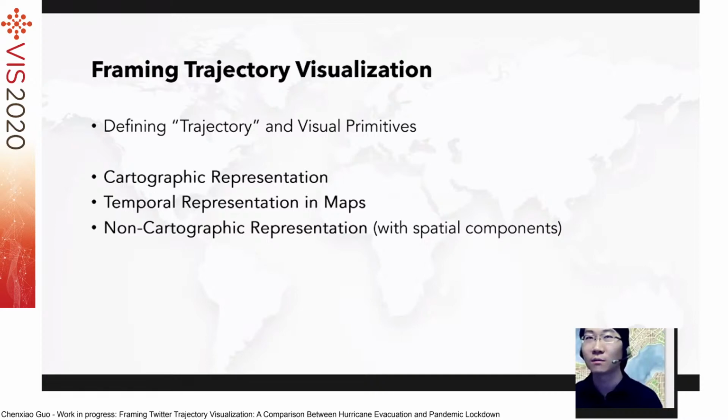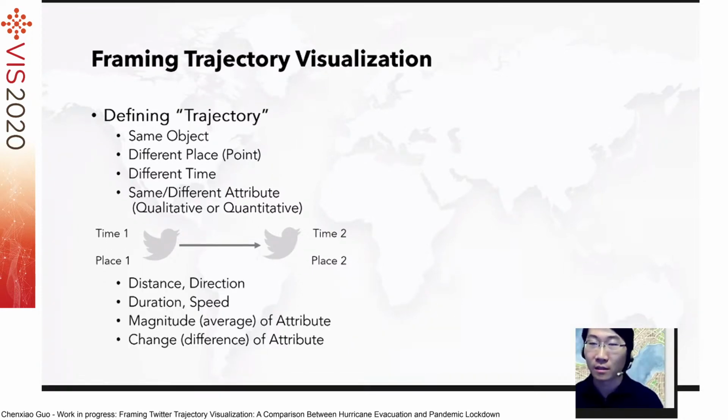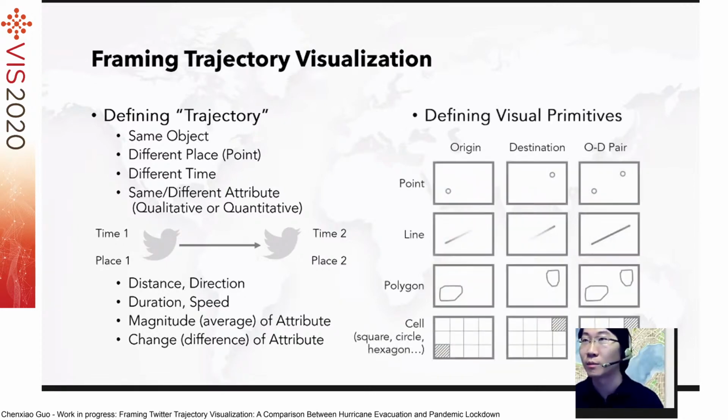First, in terms of the trajectory visualization framework, I will define the trajectory as well as some basic visual primitives quickly, and then go through the three dimensions of this framework. Trajectory here means the same object moves to a different place, typically at a different point, and definitely at two different time points. Their attribute, either qualitative or quantitative, could be the same or different. By nature, there can be a distance and a direction regarding space, and the duration or speed for the temporal information. Also, there could be change or an average level of the attribute information.